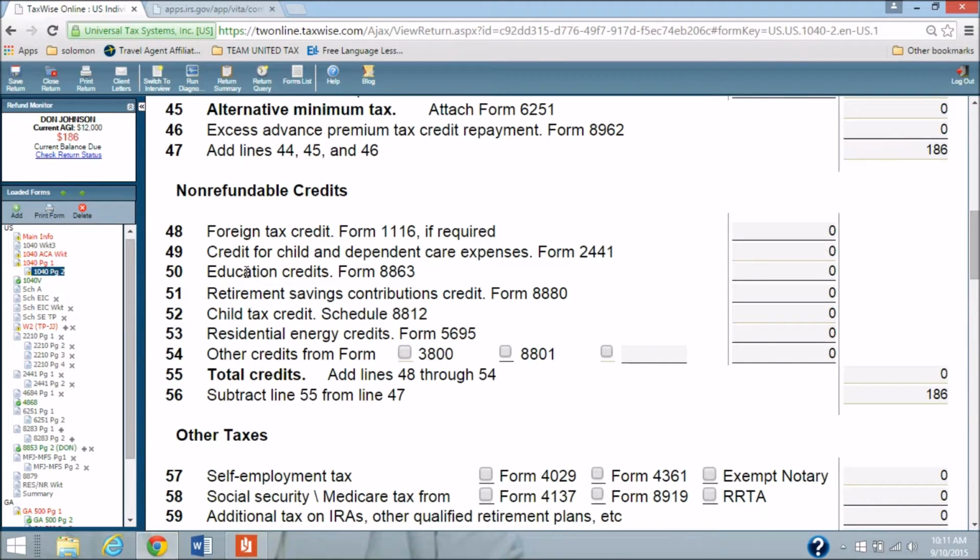So we have education credit here. That's another one that we see. Child tax credit, we see that as well, most of, 80% of the time. This retirement savings credit, we see that sometimes.